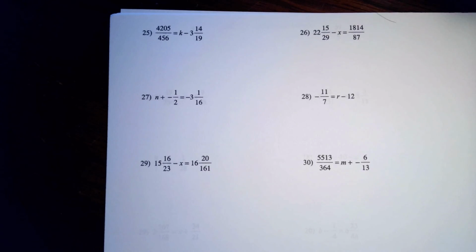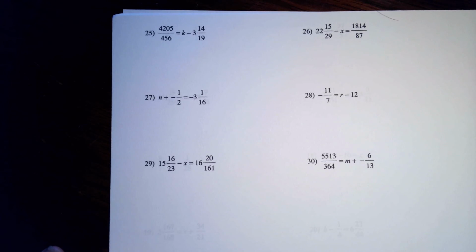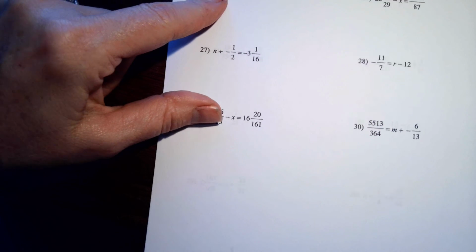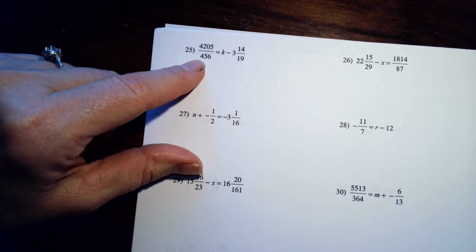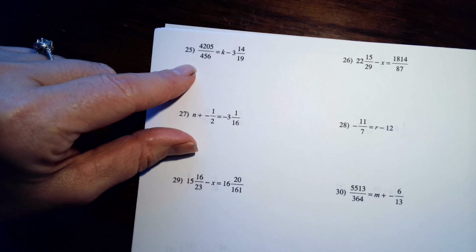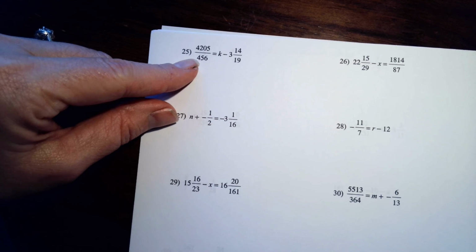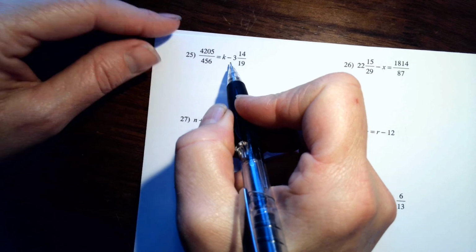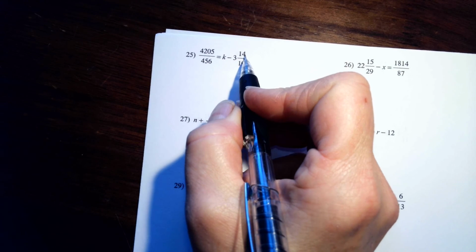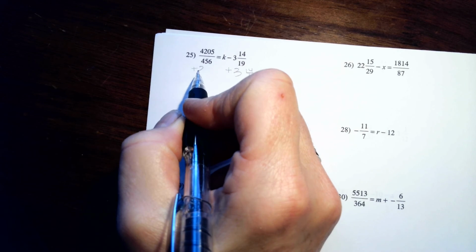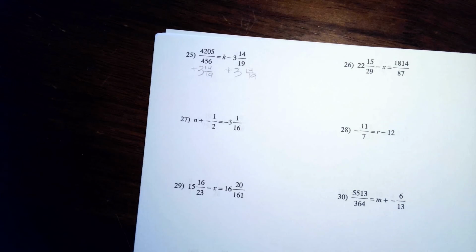So this is a fraction that looks pretty crazy, but we still deal with it the same exact way. So we're going to take number 25: 4,205 over 456 equals k minus 3 and 14/19. Probably not going to have anything this hard, but we might as well practice it because we have to get used to doing harder ones. So they're subtracting 3 and 14/19. So you're going to add 3 and 14/19. And what you do to one side, you do to the other. Like that.